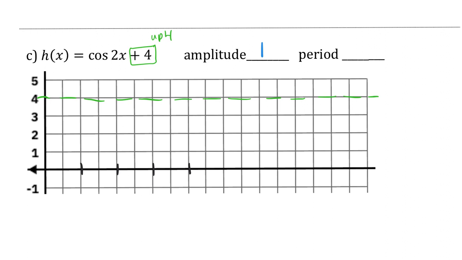My period. Oh, there's a period change because this is a 2x. So it's going to be 2 pi divided by 2, which means my period is now pi. And I can go ahead and label that. The fourth dot should be pi.